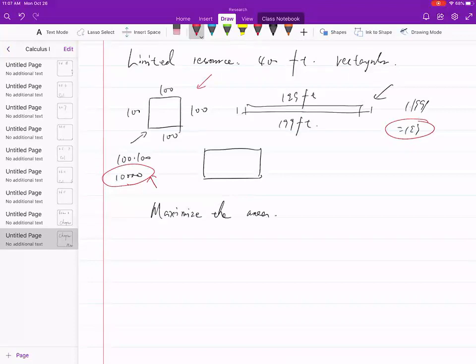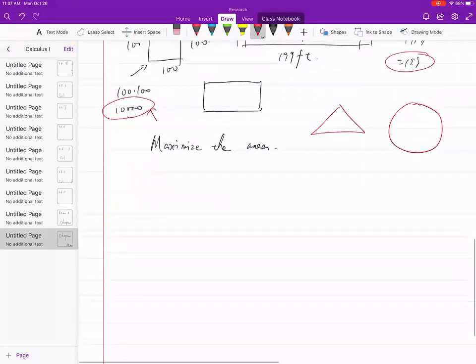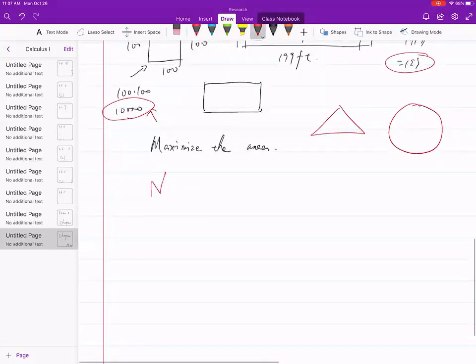But now, if I ask a second question, what if you can do a triangle? Or even a circle? 400 feet fence. Is triangle better than rectangle? Is circle better than rectangle? What's the best shape? Is the best shape this? 400 feet, but somehow, okay, it's the best. Think about it. Okay, that will be really interesting.